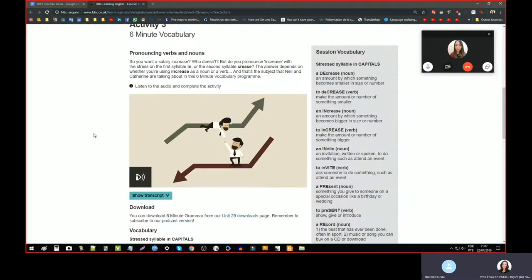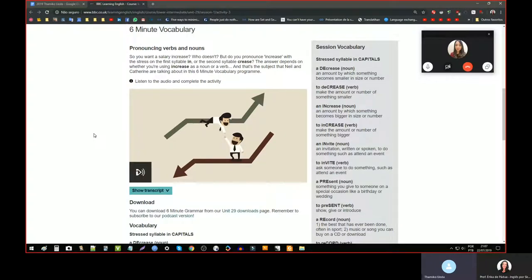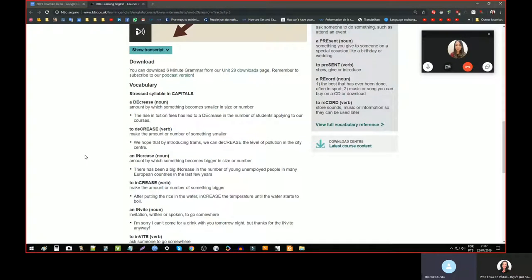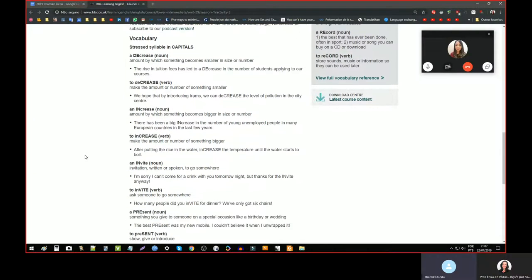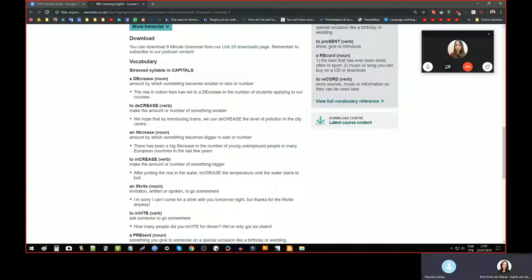It's about pronunciation. Some words we pronounce with stress. In the first part, it's a noun, and in the second part, it's a verb. Decrease, it's a noun, and decrease, it's a verb. So this word helps with the indefinite article: a decrease. You can say there was a decrease, right? Or it decreased.